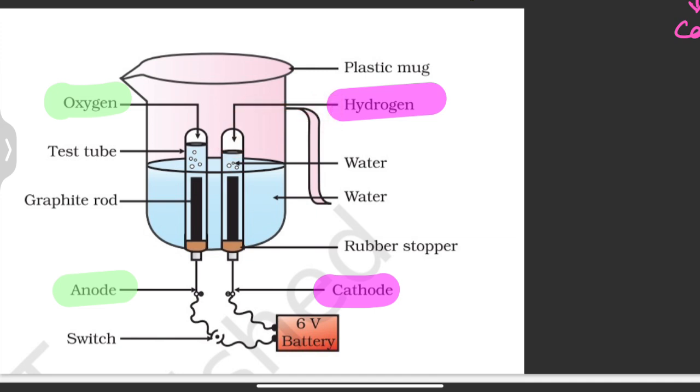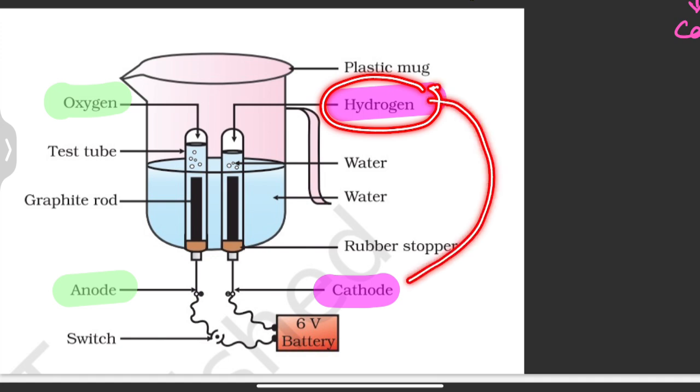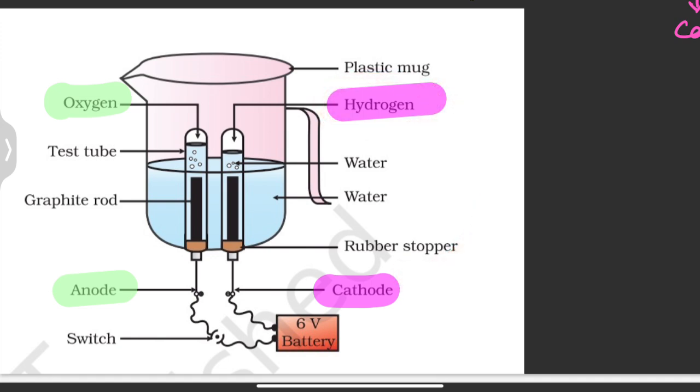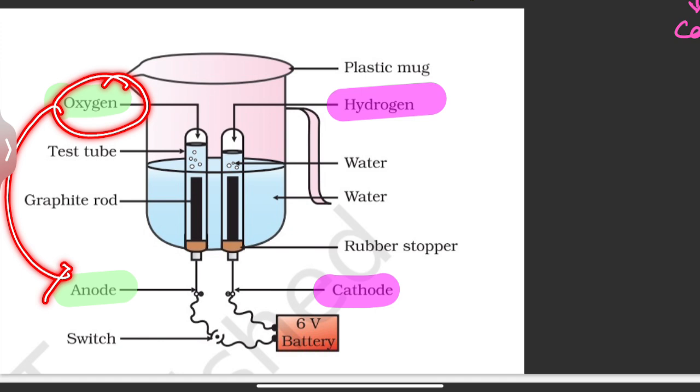So how the question will be asked here is, at which electrode is hydrogen gas liberated? So you should write, at cathode hydrogen gas is liberated. At which electrode is oxygen gas liberated? So you should write, oxygen is liberated at the anode.